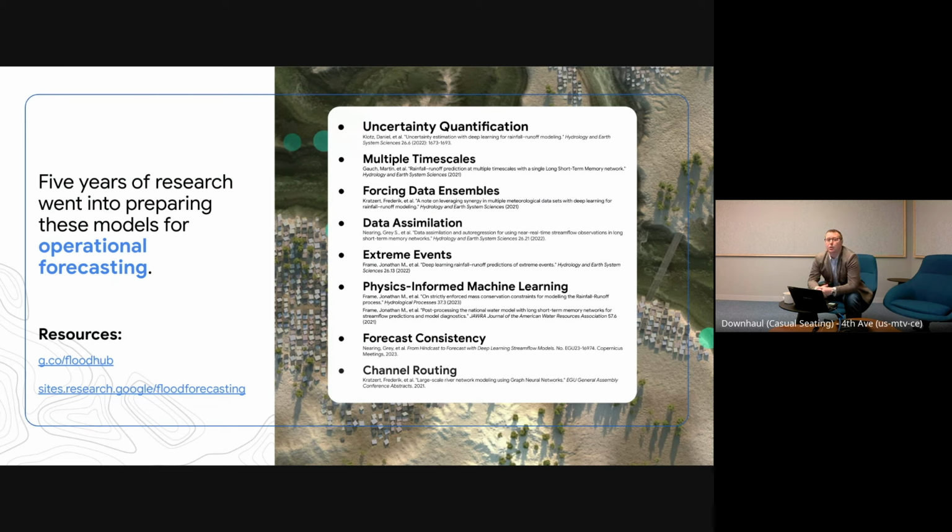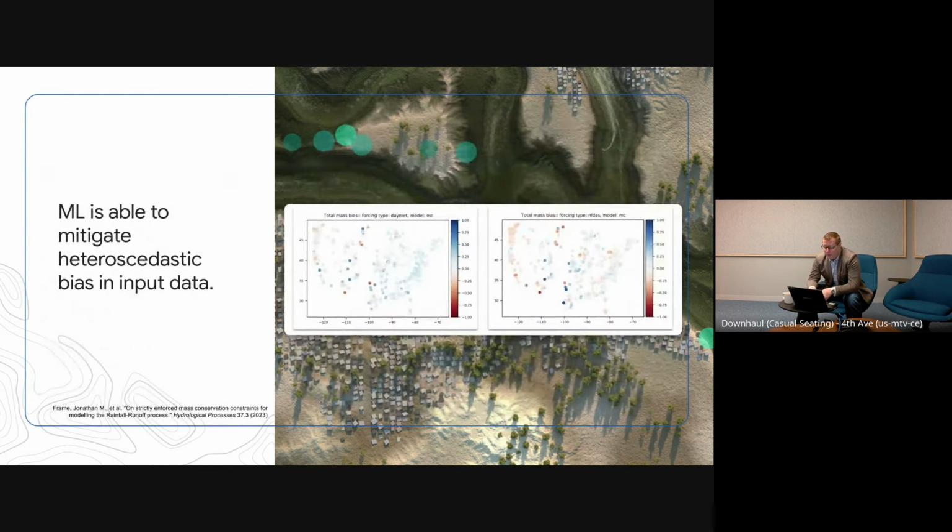And again, the machine learning models have lower total bias, which is a proxy for mass conservation, than any of the physics-based models. And the reason for that, again, is that the physics-based models are conserving mass on sort of erroneous rainfall input data.